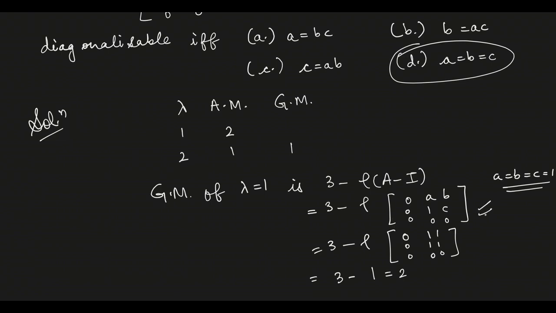Were you doing it like this? Yes, ma'am. So according to me, A, B and 1, C should be different, no? So A is 1, so B should be equal to C. When B is equal to C, then it will be rank 2, sorry, GM 2.